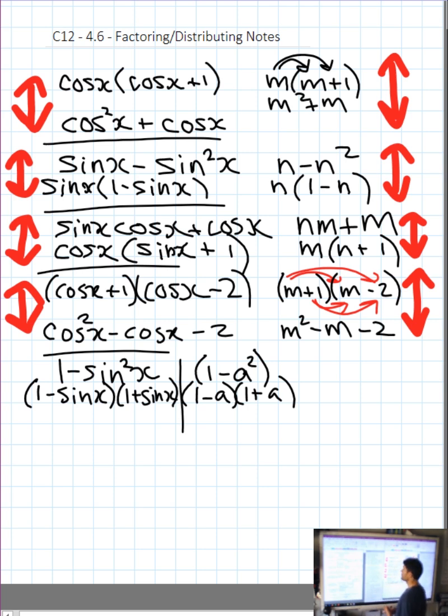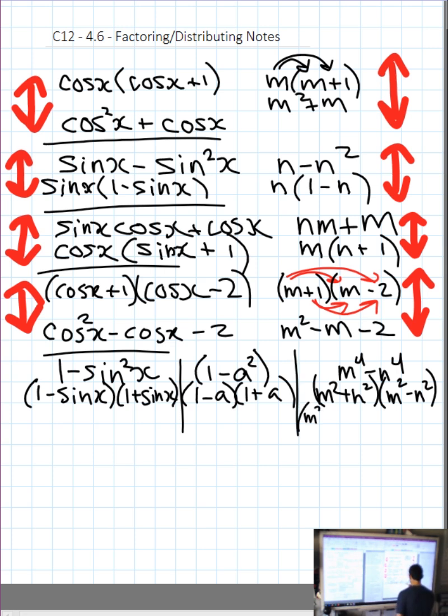So lots of differences of squares examples. Off to the right is an example of m to the 4 minus n to the 4, which is m squared plus n squared, and m squared minus n squared. And then the one on the right factors again. So that's m squared plus n squared and m plus n, m minus n. And that one gets really complicated.